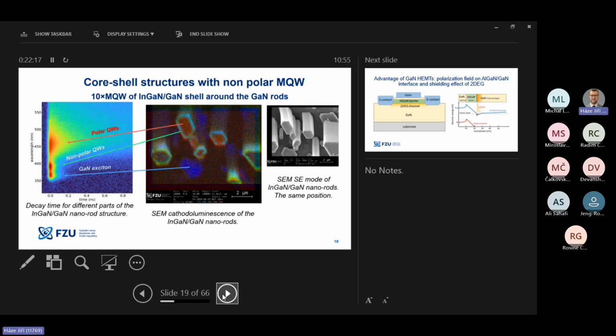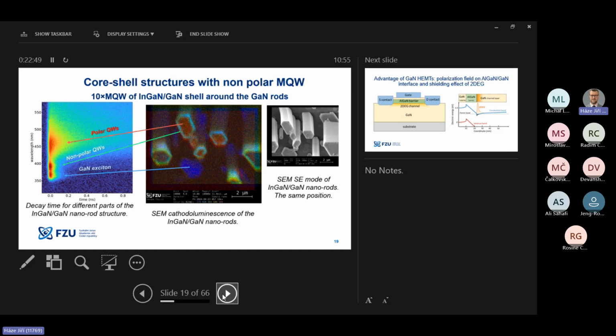Another core-shell structure with multiple quantum wells around. There are 10 quantum wells around GaN nanorods. And here is the measured decay time of such structures. You can see here the GaN exciton and the nonpolar quantum wells, which are very fast. I mean, here it is 0.2 nanoseconds, so it's less than 0.1 nanoseconds. So these would be extremely fast structures.